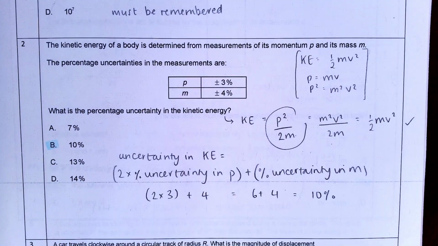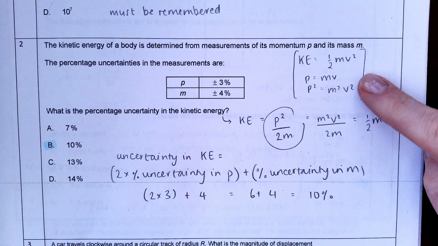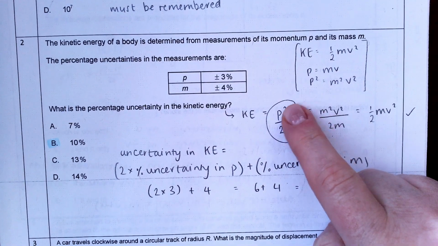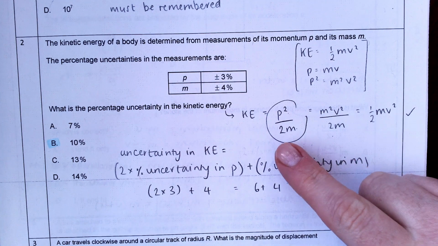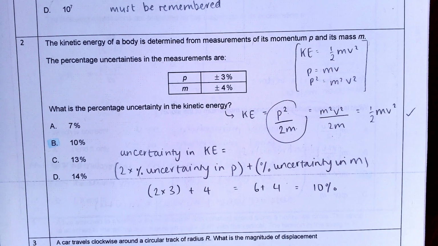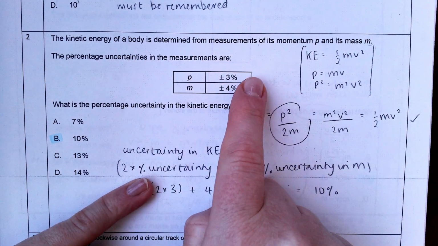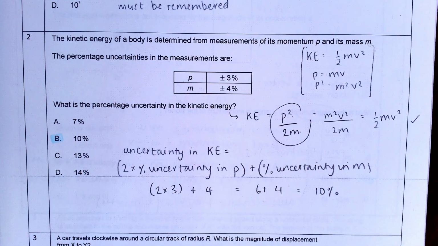In question 2, you are told that the kinetic energy of a body is determined from measurements of its momentum and its mass, and you're given the percentage uncertainties in momentum and mass. You find the percentage uncertainty in the kinetic energy by looking at the equation linking those two. So kinetic energy is momentum squared over 2m. I've derived that here, but you've got two lots of the percentage uncertainty in p plus the percentage uncertainty in m. The factor of 2 doesn't have an uncertainty associated with it. So you've got two lots of 3% plus 4 for the m value. So you've got 10% there.